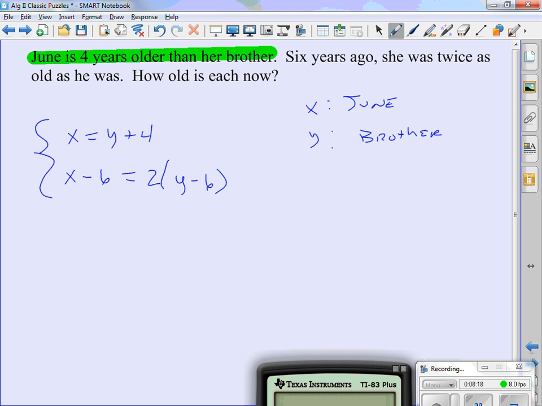I already have x equals this, so I'm not even going to try to do elimination. I'm going to do substitution. I'm going to substitute in right here. y plus 4 minus 6 equals, now I'm going to save some time, 2y minus 12. Combine my like terms on the left-hand side. It'd be y minus 2 equals 2y minus 12.